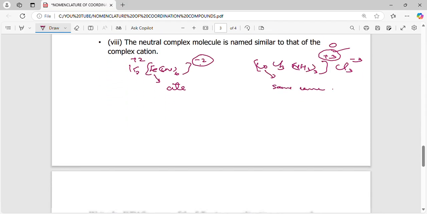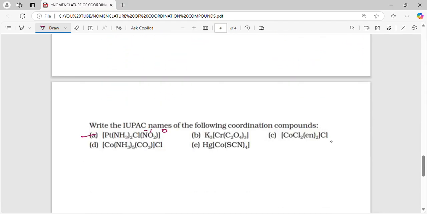So for the charges you may refer to the table. Chlorine is -1. NH3, ammonia, is 0, a neutral ligand. So platinum, let it be X. To calculate: X plus 0 minus 1 minus 1 equals 0. X is equal to +2. Why? Because this -1 and this -1 will go to the right side, so it makes +2. The charge is +2, and there is no counter ion.